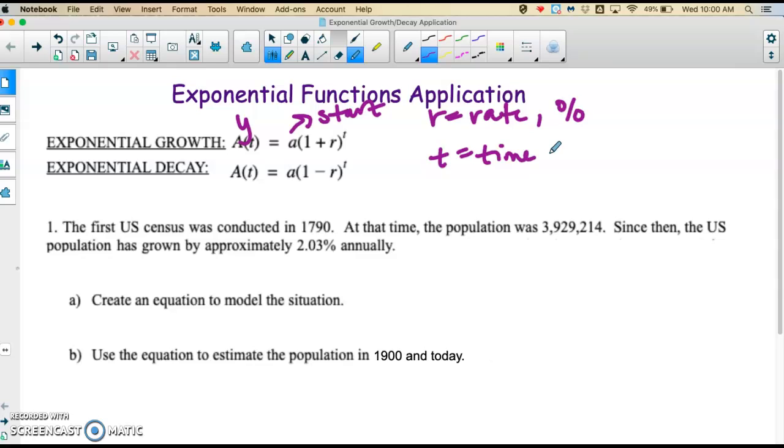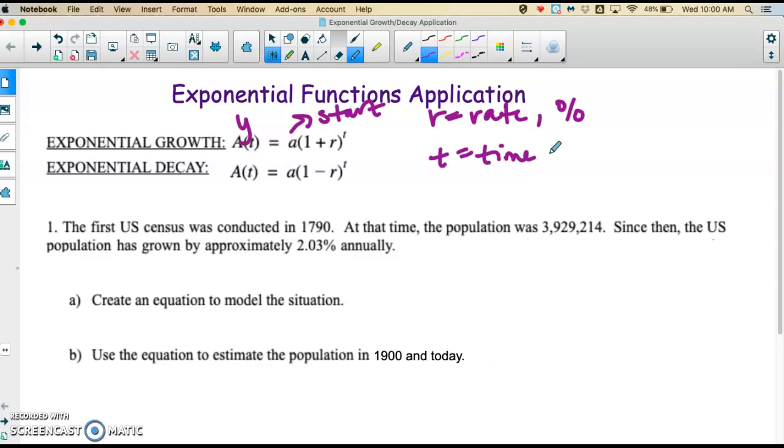So here's our first example when we're using these. First of all, you need to decide whether your data or your information is growing or decaying. So that's how you decide, is it going up or going down? That's how you'll decide if it's growth or decay.